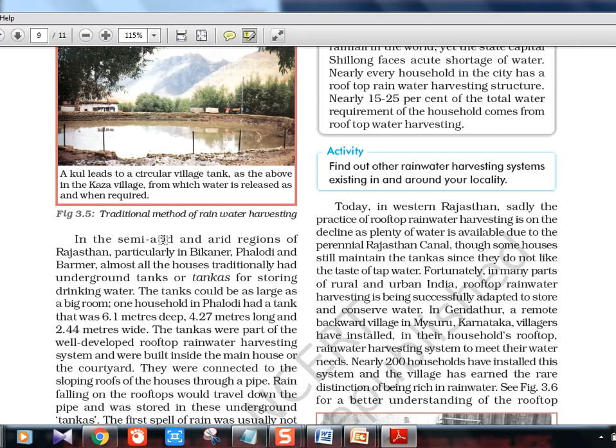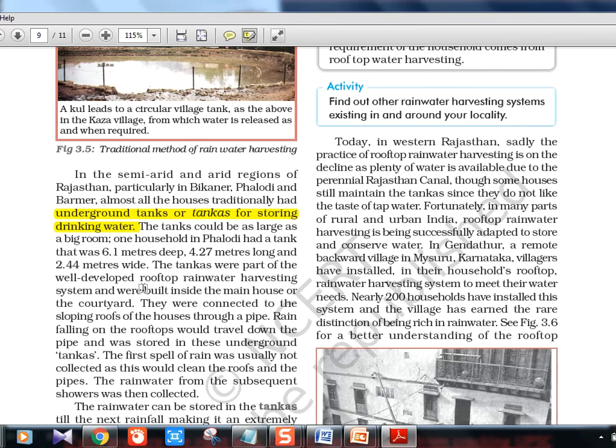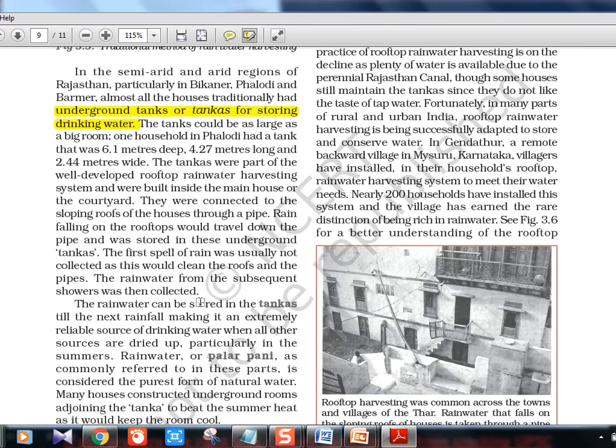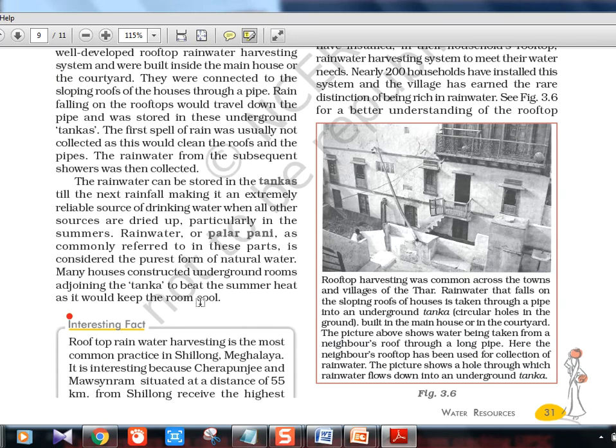In the semi-arid and arid regions of Rajasthan, particularly in Bikaner, Phalodi and Barmer, houses traditionally had underground tanks, or tankas, for storing drinking water. The tanks would be as large as a big room. One household in Phalodi had a tank that was 6 points. Again, measurements we don't need. So they have this tanka system, and rainwater would be stored there. That's also a very interesting method.